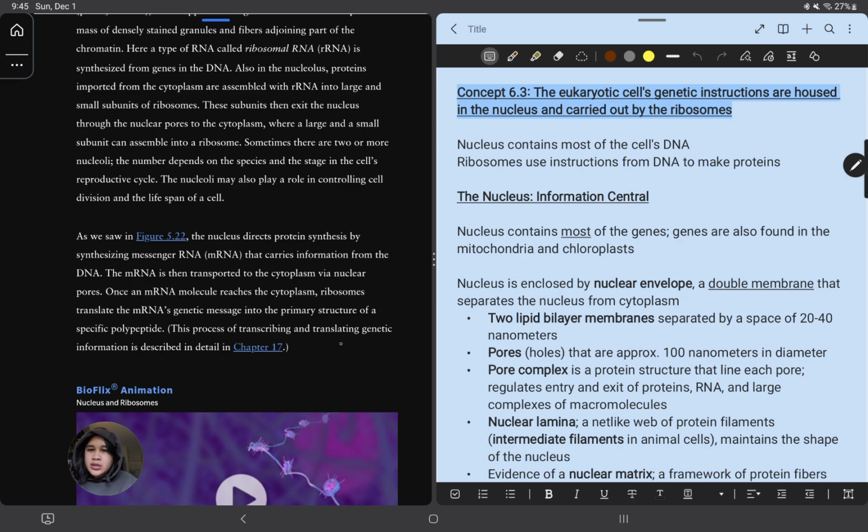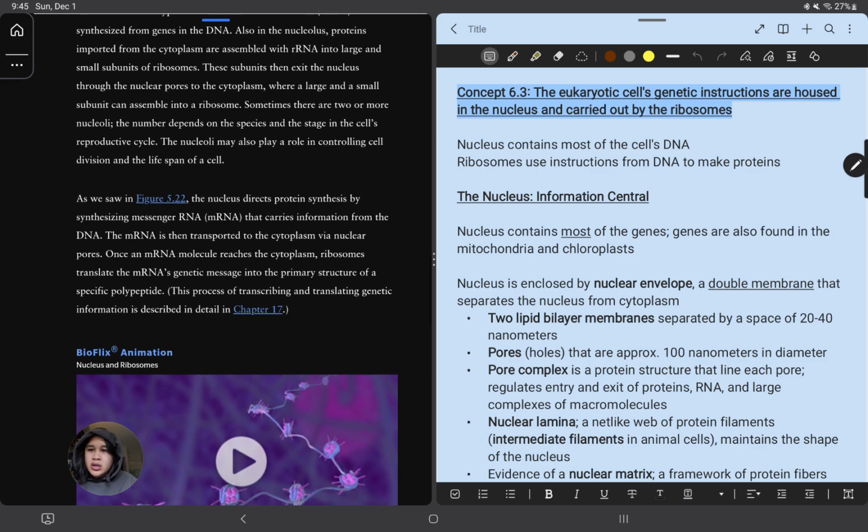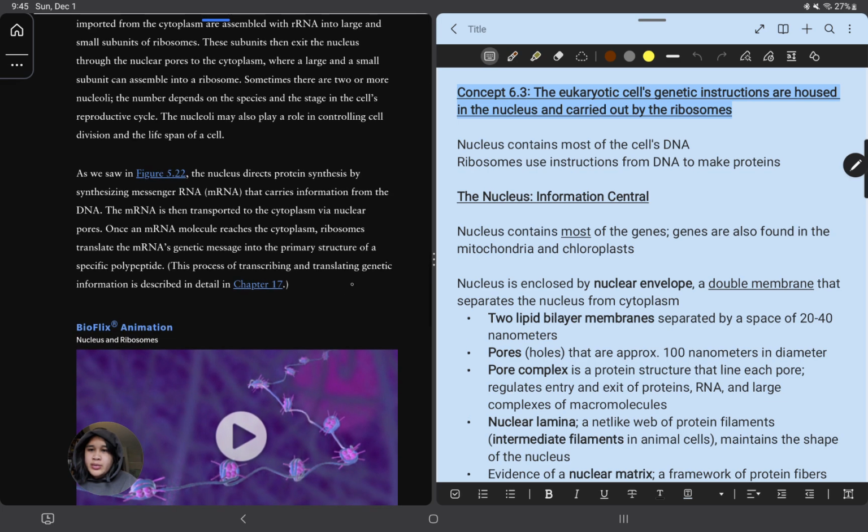Also in the nucleolus, proteins imported from the cytoplasm are assembled with rRNA into large and small subunits of ribosomes. These subunits then exit the nucleus through the nuclear pores to the cytoplasm, where a large and small subunit can assemble into a ribosome. Sometimes there are 2 or more nucleoli.